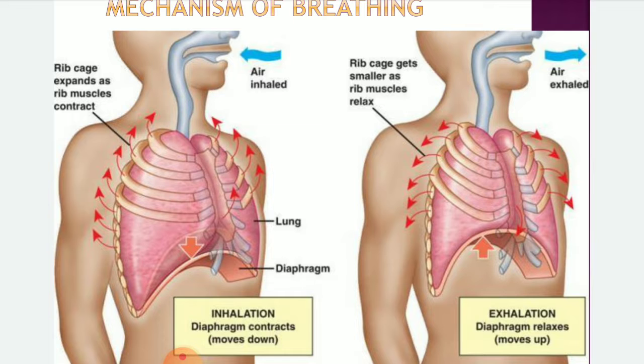Now expiration is exactly the opposite process. What happens in expiration? It is a passive process. Now here the intercostal muscles are going to relax, pulling the ribs inward. In case of inspiration, the intercostal muscles contract, pulling the ribs outward. But here the intercostal muscles relax, pulling the ribs inward. So because of that, there is a decrease in the space in the thoracic cavity.